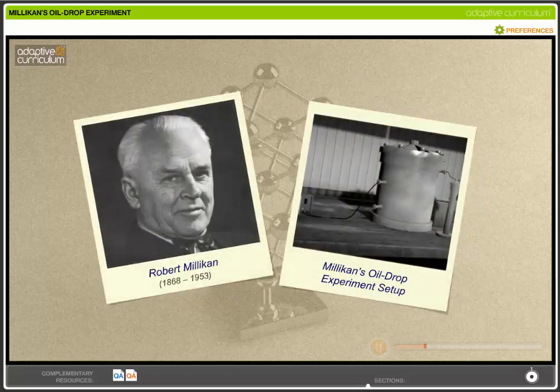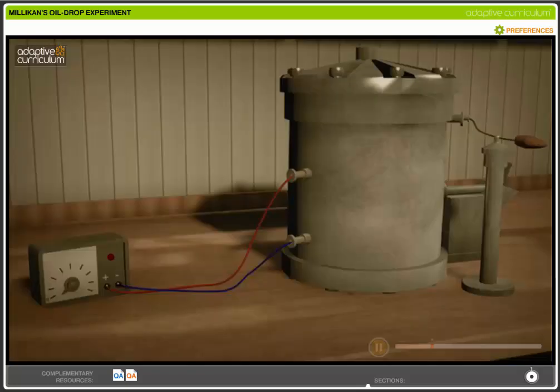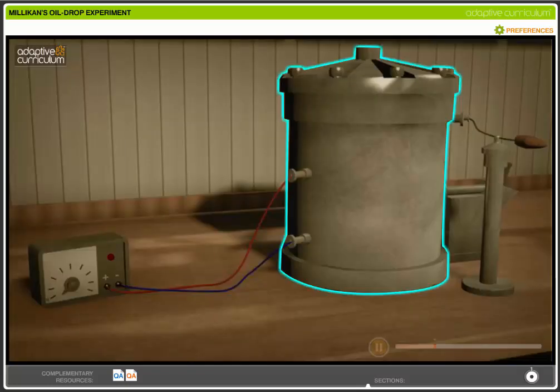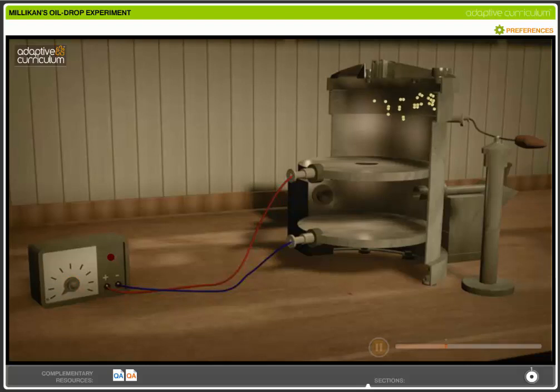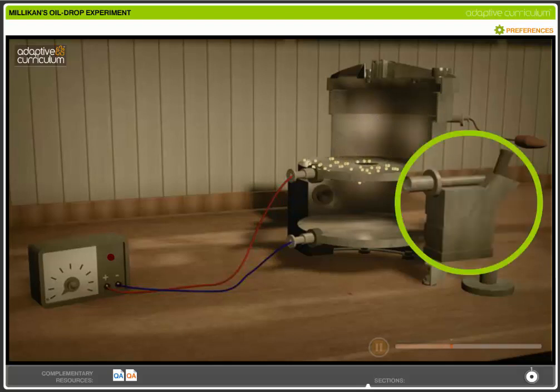Between 1908 and 1917, Robert Millikan, with the help of Harvey Fletcher, designed an experiment to measure the charge on an electron. In his experiment, Millikan used two parallel horizontal plates and a fine mist of oil droplets inside a closed chamber. In the beginning, he let the oil droplets simply fall through the hole in the upper plate. This allowed him to determine the mass of the oil droplets from their terminal velocity with the aid of a microscope.